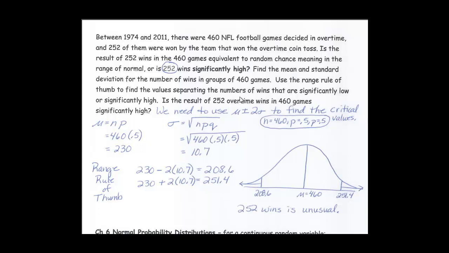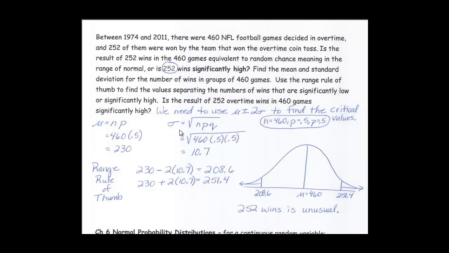So I've written out here what we're doing. Again, we're using our range rule of thumb, mu plus or minus 2 times the standard deviation to find our critical values. So we need to find mu and our standard deviation. When we plug in 460 times 0.5, I got that 0.5 from common sense: when you're flipping a coin, your chances are 50% heads, 50% tails. So that makes sense. Out of 460, you could expect 230 on average to win the coin toss, and 230 on average to lose the coin toss.